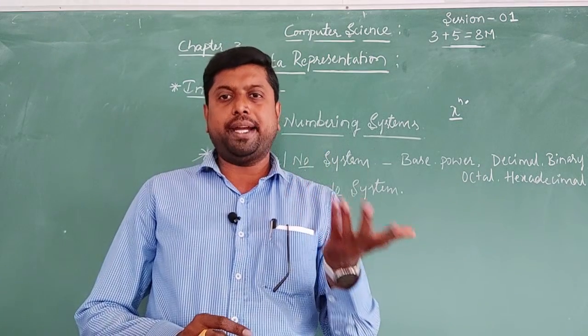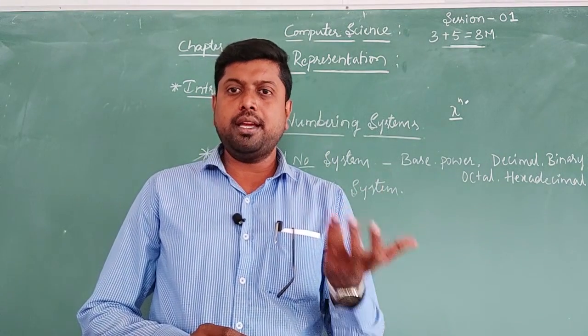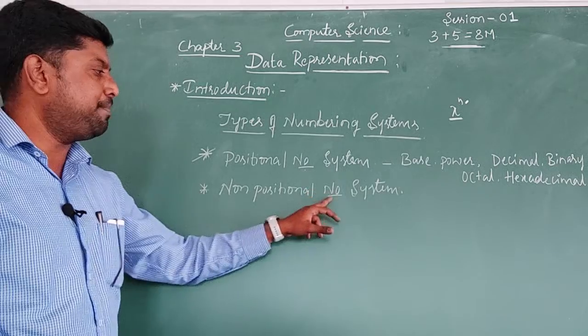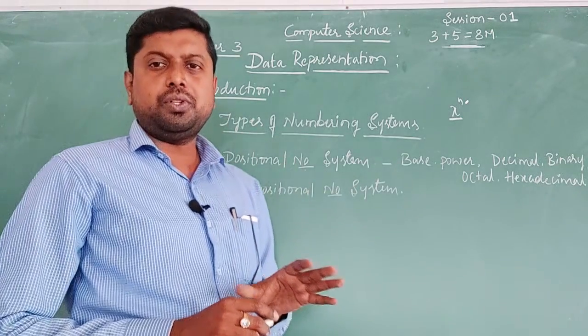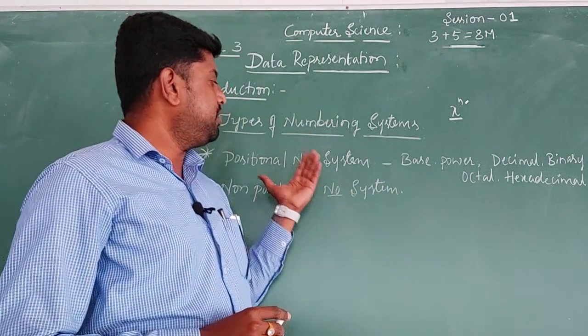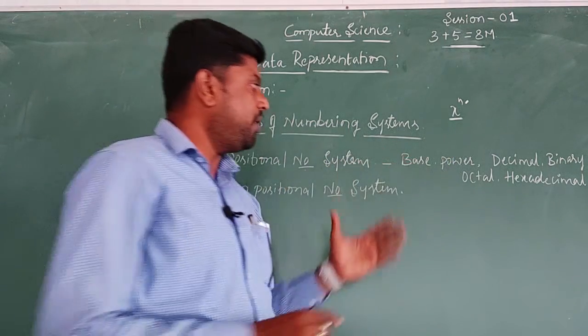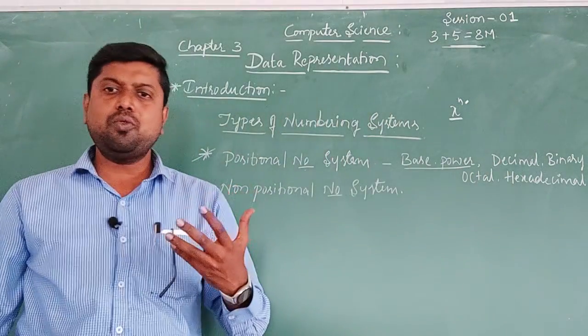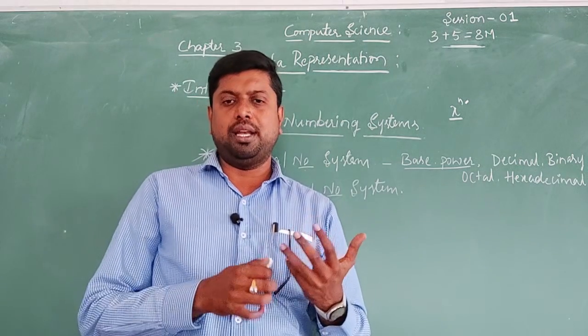Then we have one more category, what we call a non-positional numbering system. Of course, as I said earlier, a numbering system that has its base and power is what we call a positional numbering system. Then what do we mean by a non-positional numbering system?